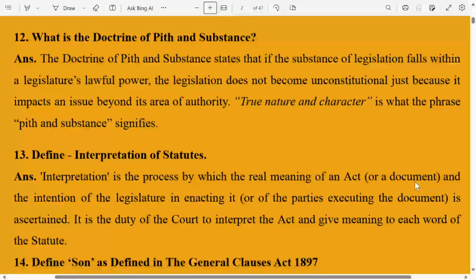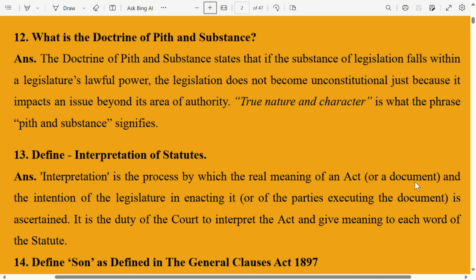What is the doctrine of pith and substance? The doctrine of pith and substance states that if the substance of legislation falls within a legislature's lawful power, the legislation does not become unconstitutional just because it impacts an issue beyond its area of authority. True nature and character is what the phrase pith and substance signifies.